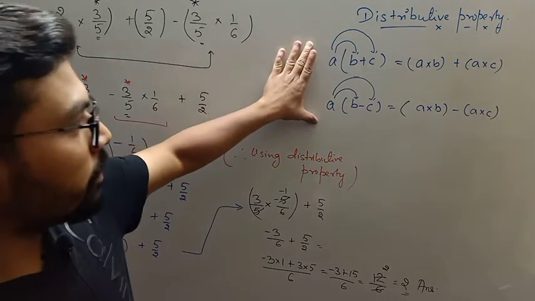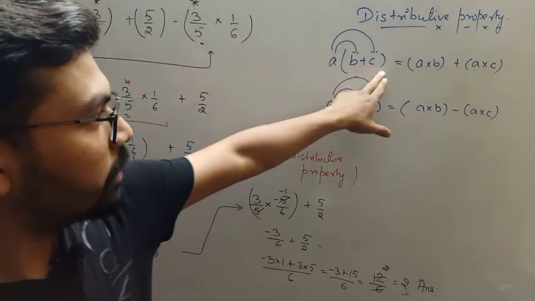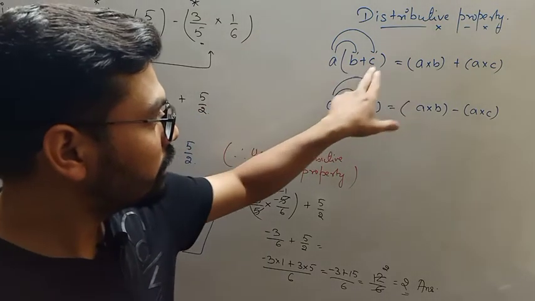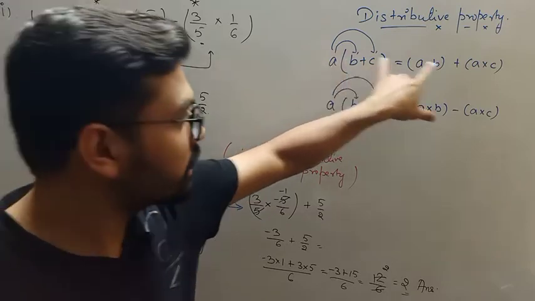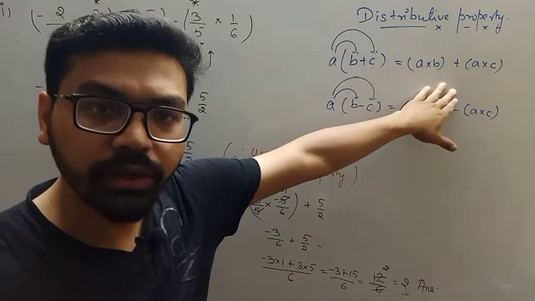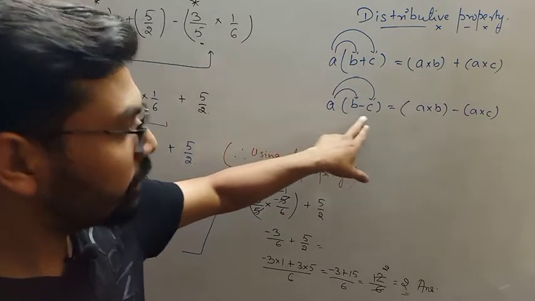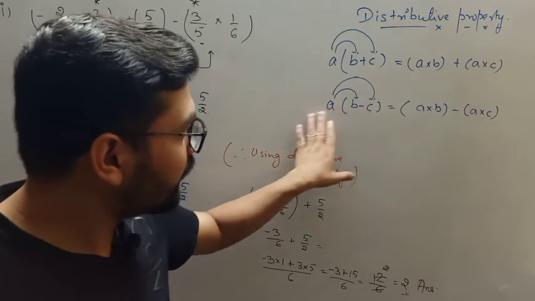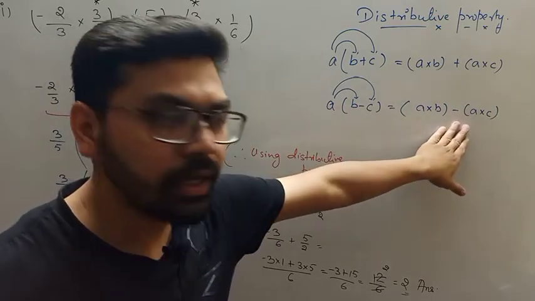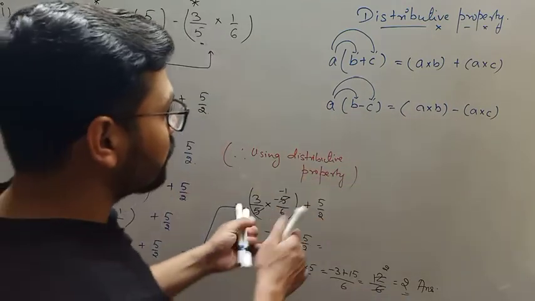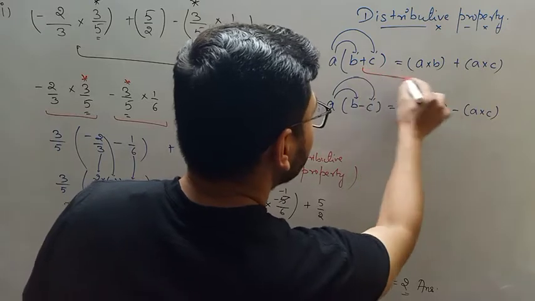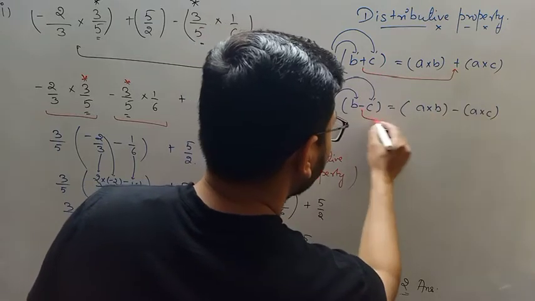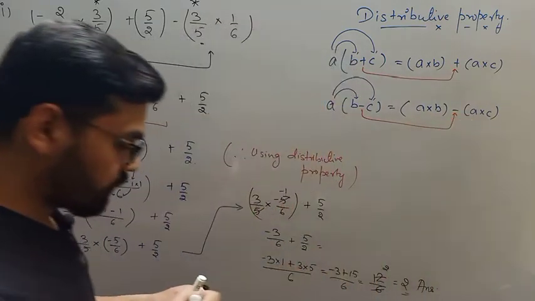And what is the distributive property? This is A into B plus C. So this can be written as A into B plus A into C. Similarly, A into B minus C can be written as A into B minus A into C. So this plus sign appears here and this minus sign appears here.